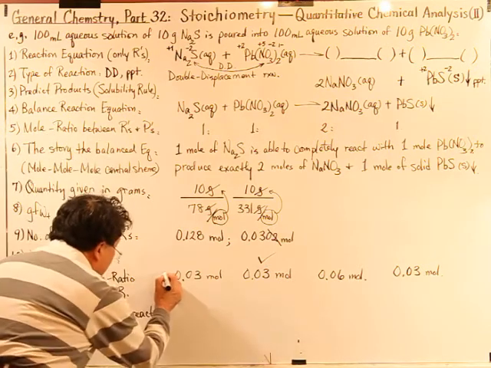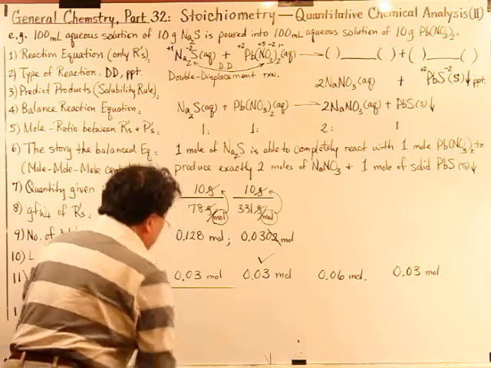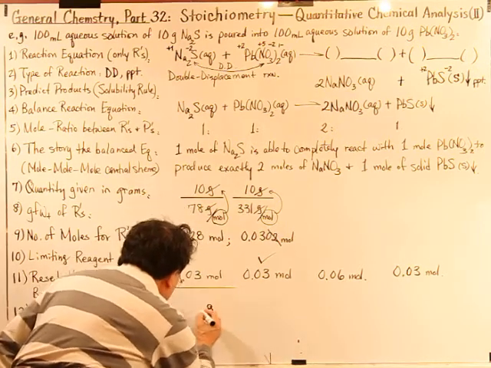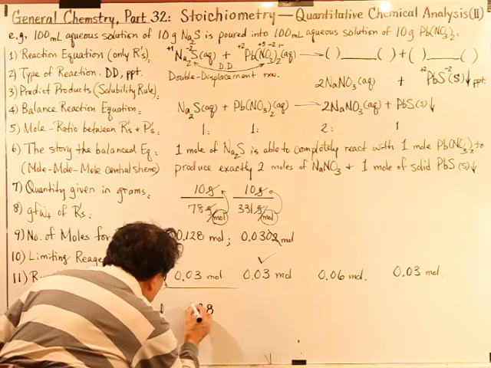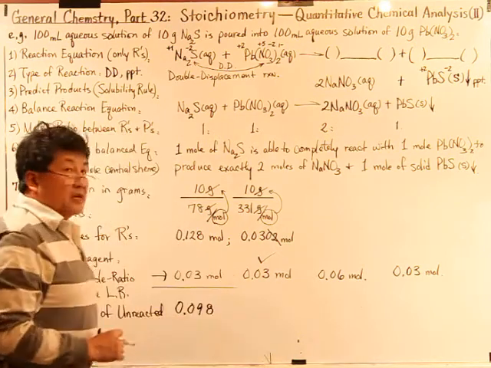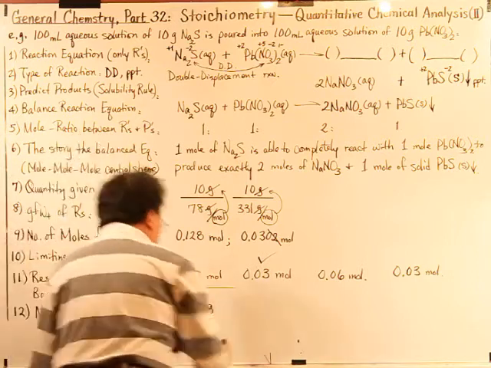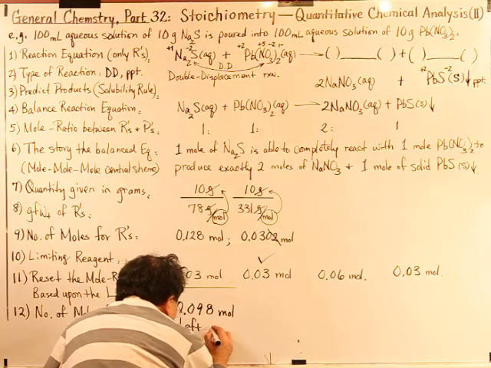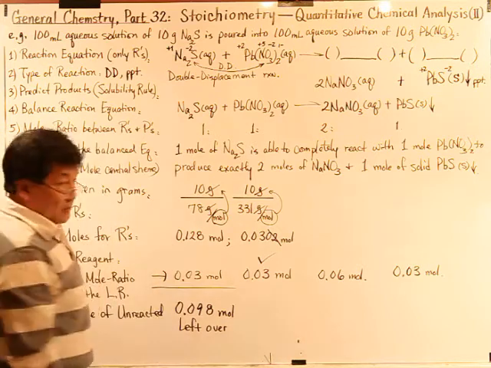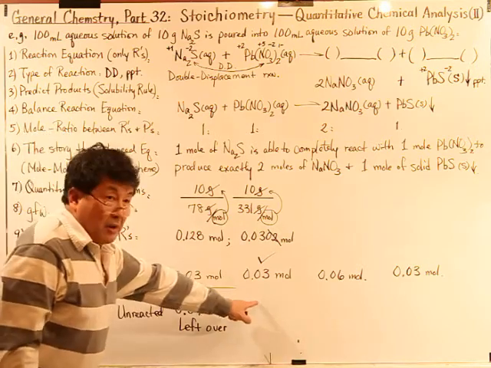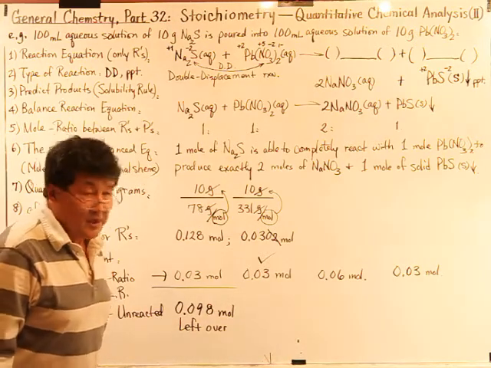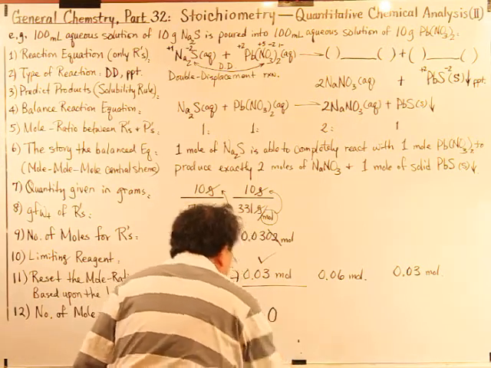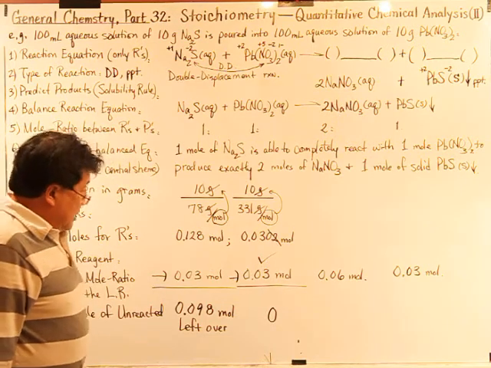So you do subtraction. Now it's going to be 0, it's going to be 8, right? And then 9, right? And 0, 0. So 0.098 moles, almost like 0.1 moles, will be left over. Unreacted. Left over unreacted. Right? And how many moles of the lead nitrate will be left over? Nothing. Because why? If you subtract here, then 0. Right? 0 mole will be left over. Correct?